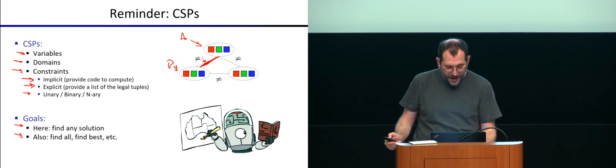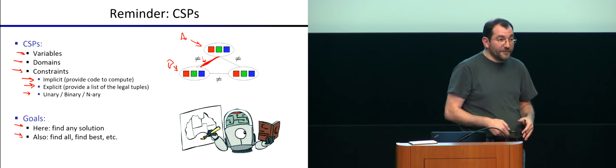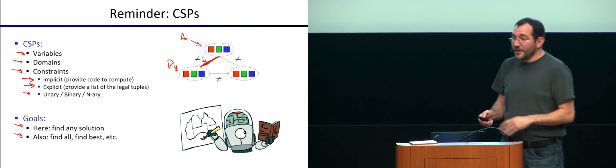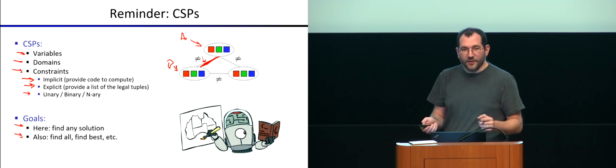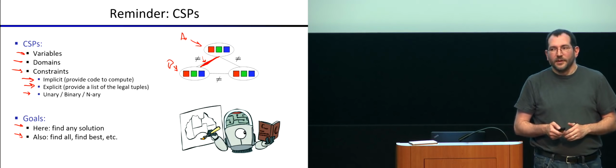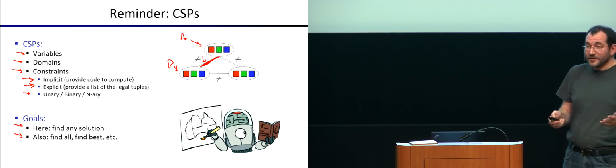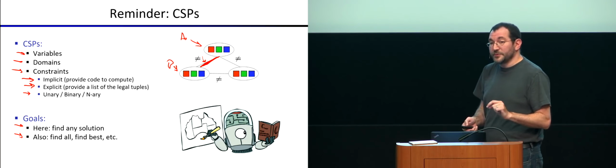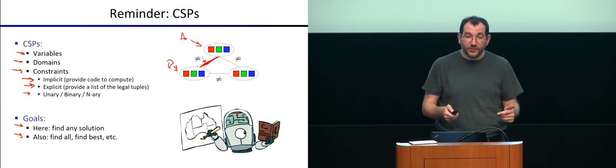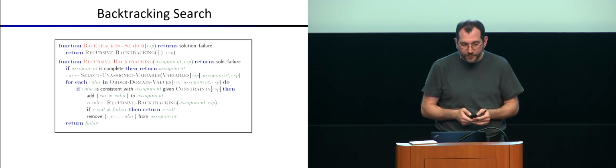There are other things you could imagine doing with a CSP, like find me all the solutions. That might be bad news because there might be exponentially many of them. Find me the best solution. Maybe there are some weights involved. Tell me whether or not there's any solution in which this node is green. These are all questions that you could ask of a CSP, but the algorithms we're talking about today and last class don't. They're just, give me a solution, and as soon as you find one, stop.